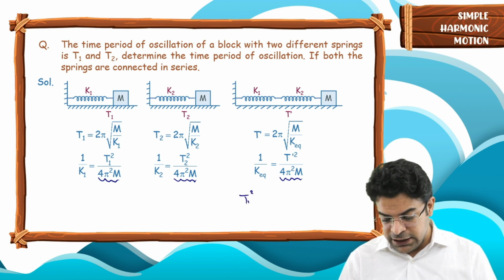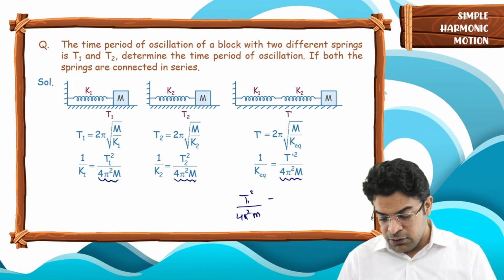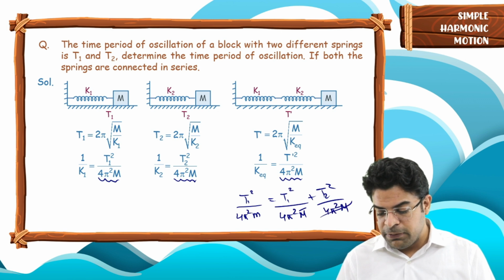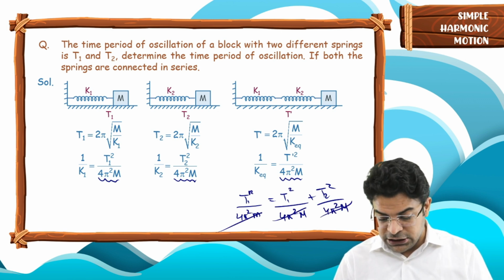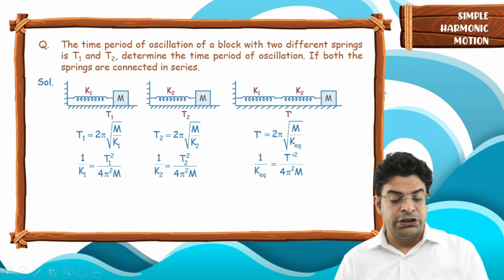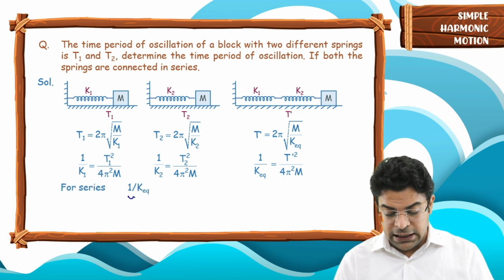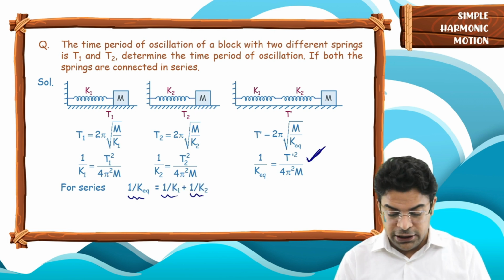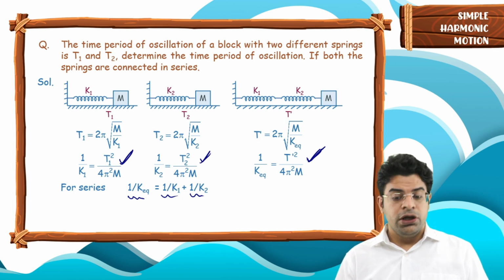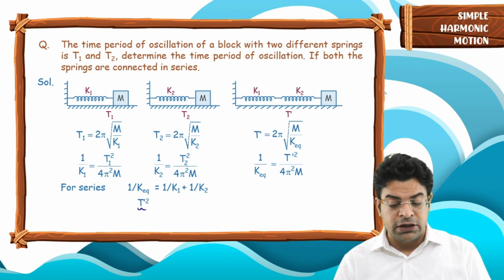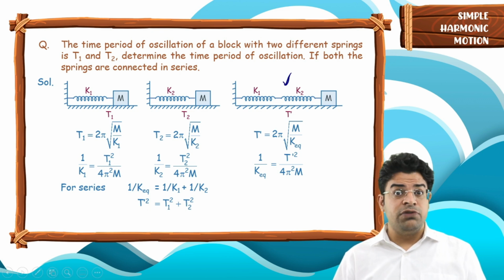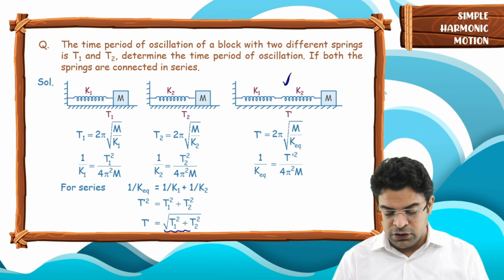So when you write T dash square by 4 pi square m equals T1 square by 4 pi square m plus T2 square by 4 pi square m, the quantity 4 pi square m gets cancelled. So you get T dash square equals T1 square plus T2 square. So from here, as for series, 1 by K equivalent equals 1 by K1 plus 1 by K2, you will say that T dash square comes out to be equal to T1 square plus T2 square, or the time period for this system, which is T dash, will be equal to under root of T1 square plus T2 square.